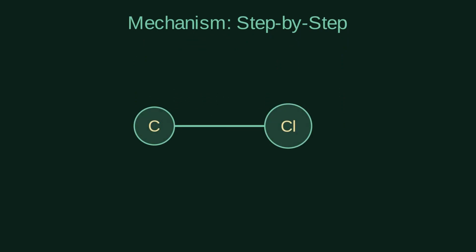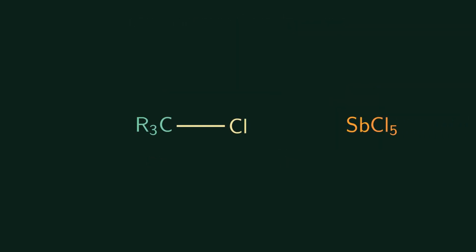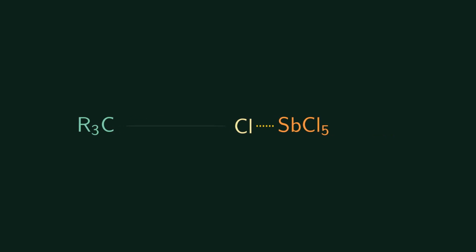Let's visualize the mechanism step by step. Picture our alkyl chloride. The carbon-chlorine bond is polarized, with the chlorine pulling electron density toward itself. Now, watch what happens when the antimony metal approaches. The antimony has a high affinity for chlorine. It wants to snatch it. As the antimony interacts with the chlorine atom, it weakens the carbon-chlorine bond to the breaking point.